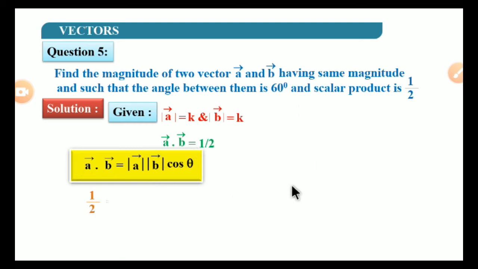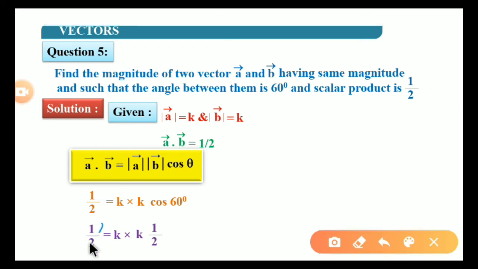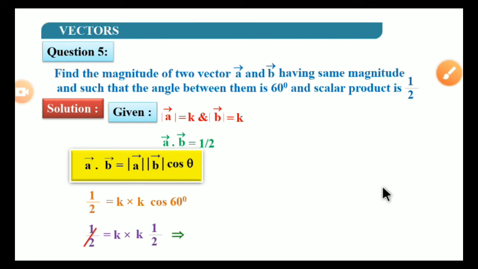Therefore, A dot B is given here, that is equal to 1 by 2, and magnitude of A is equal to K, so K into again K into cos theta. Theta here is 60 degrees. Therefore, in the next step, 1 by 2 is equal to K square into cos 60 degrees, which is 1 by 2. So both sides cancel 1 by 2 and 1 by 2. The remaining is K square is equal to 1.